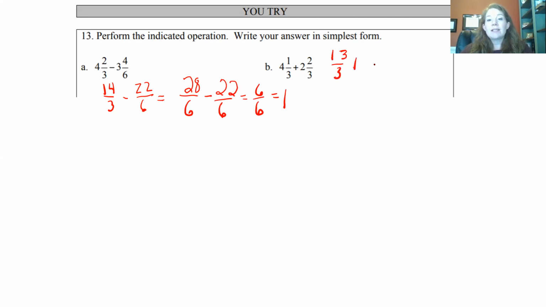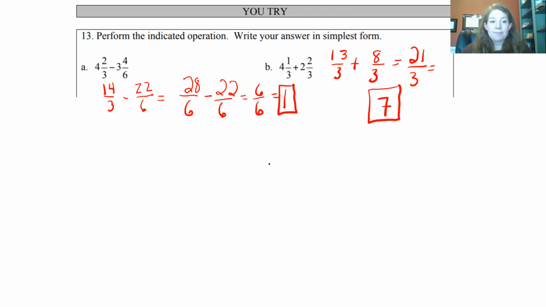All right, so if we make these both improper, we have 12 plus 1 is 13/3. 13/3 plus 2 times 3 is 6 plus 2 is 8/3. Oh, I like this problem. It already has common denominators. So now all we do is add 13 plus 8, and we get 21 over 3. Well, 21 divided by 3 is 7. So our final answer is 7. For letter A, our final answer was 1.